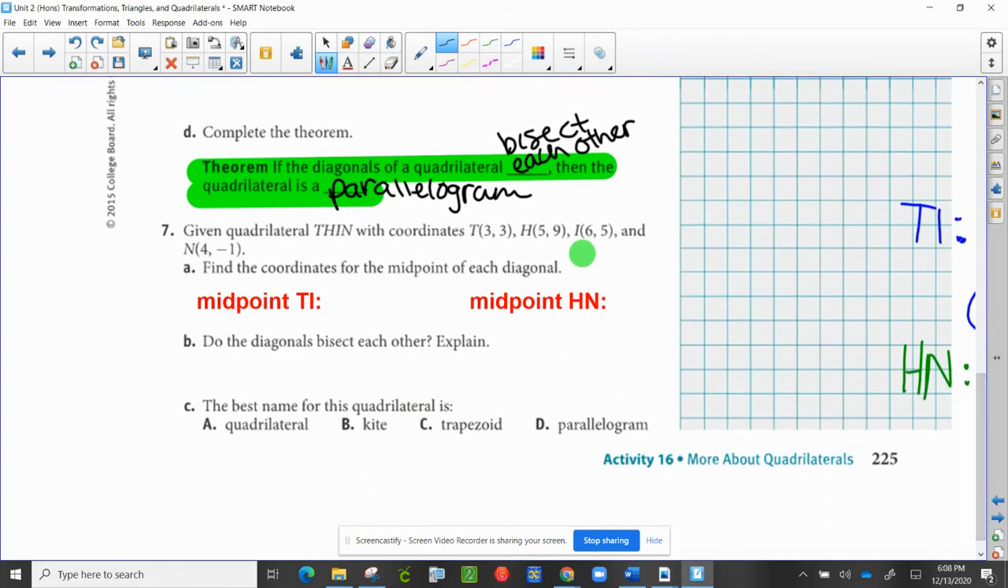So we have given this quadrilateral THIN. There's the coordinates for those. They want you to find the midpoints for those diagonals. So in this quadrilateral THIN, the diagonals would be TI and HN. So I'm going to have you guys go ahead and find the midpoint. If you forget, remember midpoint is the average of your coordinates. So x1 plus x2 divided by 2. Same thing with your y's. So find the midpoints of TI and HN for me really quick.